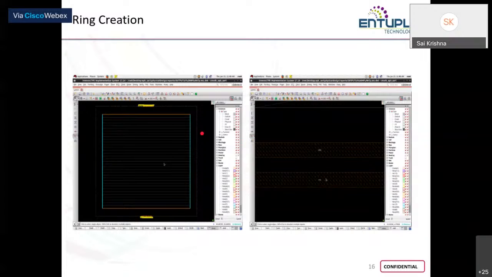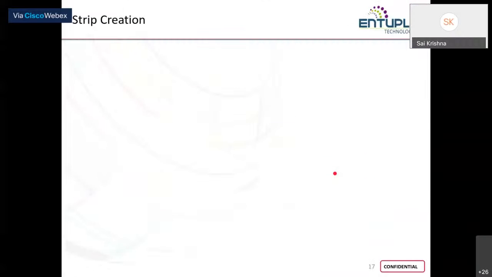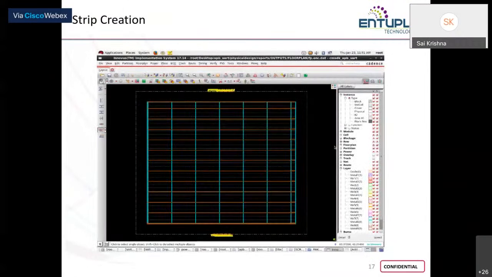And when your standard cell is actually placed between two rails, they tap in power. Understood? So this is your ring creation, and you can see the magnified version. You have your VDD and your VSS. And then this is how your strips are formed, horizontal and vertical strips.